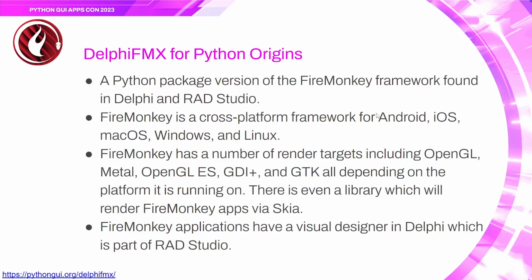So let's get started. What are the origins of DelphiFMX for Python? Well, DelphiFMX comes from the FireMonkey library, which is found in Delphi and RAD Studio, and DelphiFMX is the Python package that wraps up that library to make it available to Python. FireMonkey is a cross-platform framework for Android, iOS, macOS, Windows, and Linux. FireMonkey has a number of rendering targets, including OpenGL, Metal, OpenGL ES, GDI+, and GTK, depending on the platform it's running on. There's even a library which allows you to render FireMonkey apps via Skia.